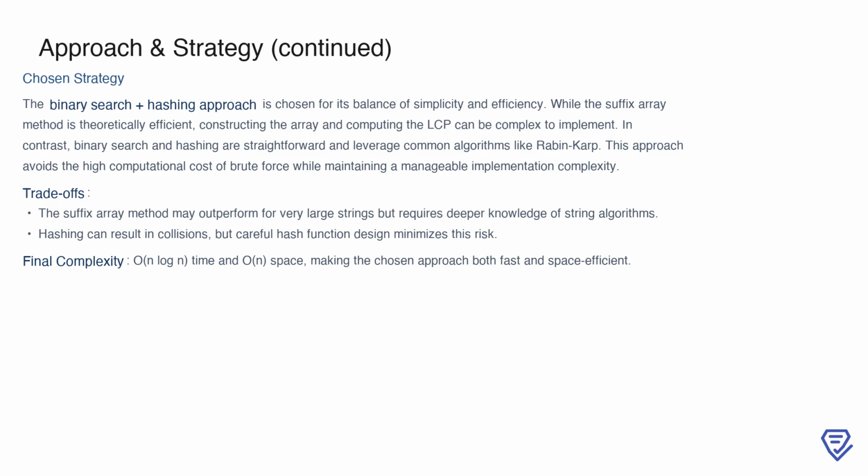There are trade-offs to consider. The suffix array method may outperform the chosen approach for extremely large strings, but its complexity can be a barrier. On the other hand, hashing is susceptible to collisions, but with a well-designed hash function, this risk is minimized. The final complexity of the chosen approach is O(n log n) in time and O(n) in space, making it both fast and space-efficient for solving the problem effectively.